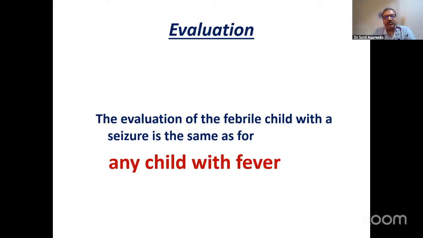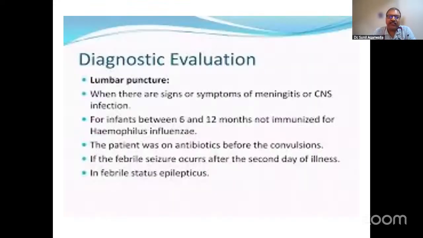So diagnostic evaluation: if there is any suspicion, a child less than 1.5 years, a complex febrile seizure or first seizure in a child less than 1.5 years, bulging fontanelle, some degree of altered sensorium, some vomiting, then we have to think of signs and symptoms of meningitis or CNS infection. And how are you going to declare that this child is not having CNS infection? That is by doing a lumbar puncture.